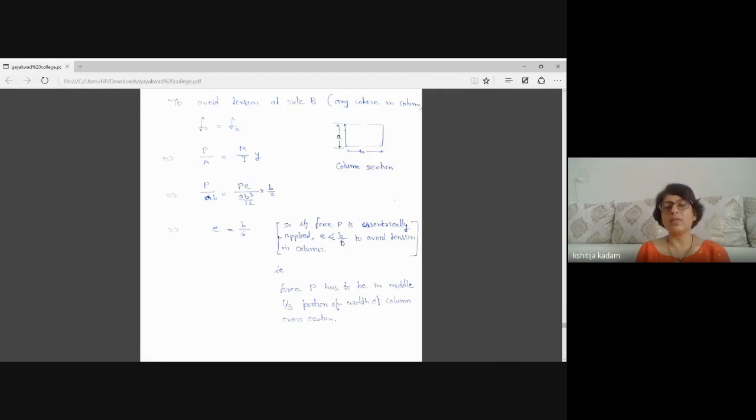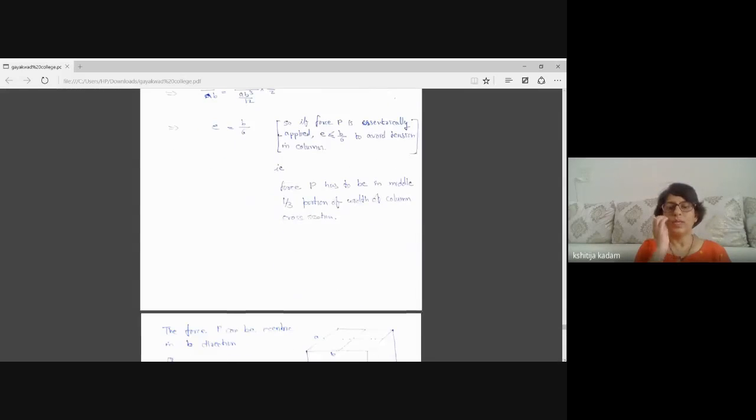So E has to be less than or equal to B by 6 to avoid tension in the column. That is, force P has to be in the middle 1/3 portion of the width of the column. So this is called the middle 1/3 rule: if the applied force is within the middle 1/3 portion, the column will be in compression only.